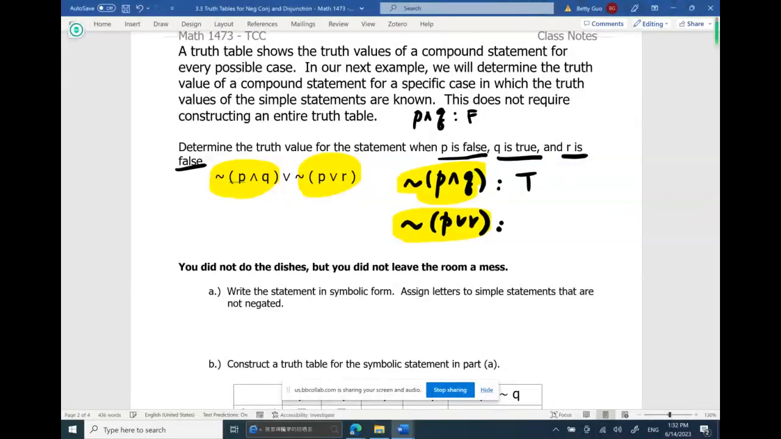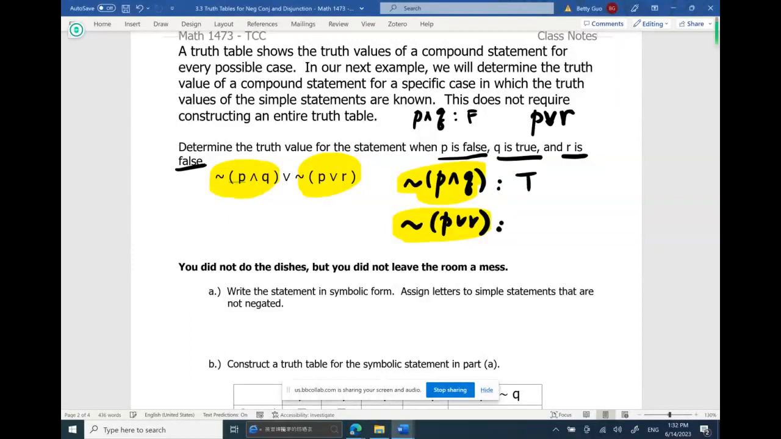Do you see that? Do you agree? Yeah, P is false. That makes the conjunction false. And if you negate that conjunction, you have a true statement. And next component, let's figure out the truth value for P or R.